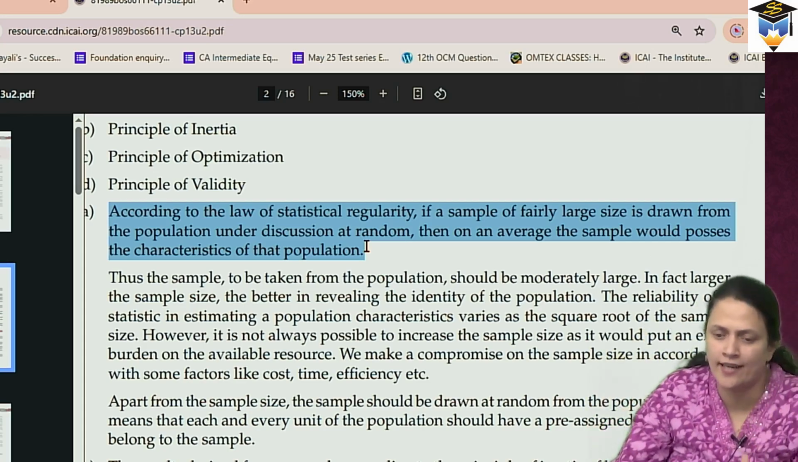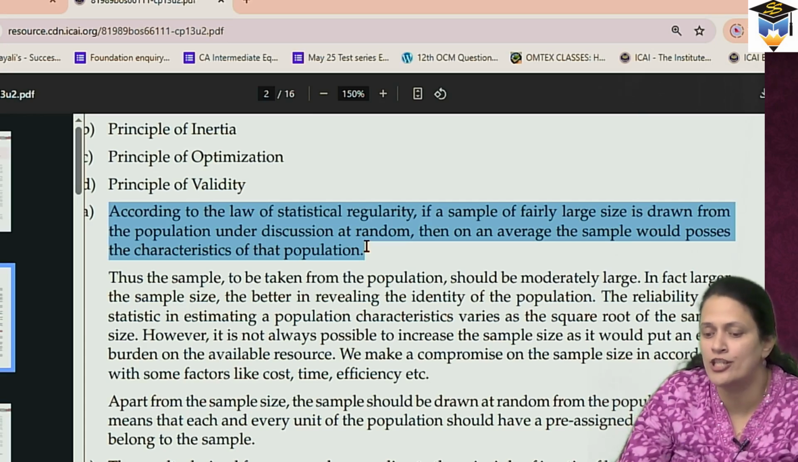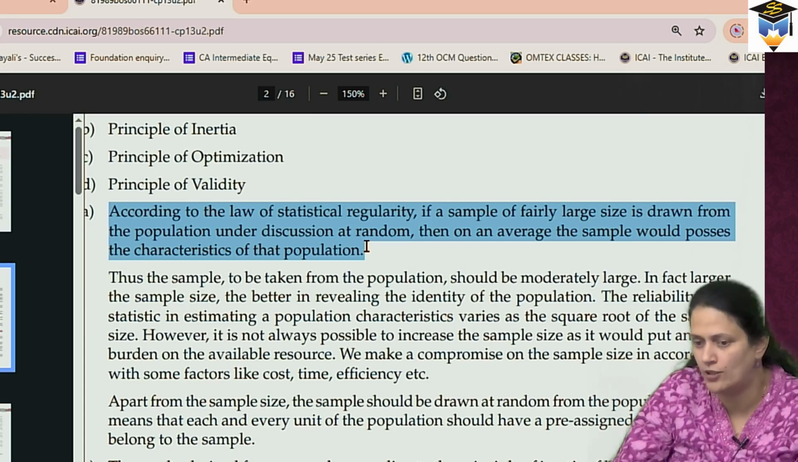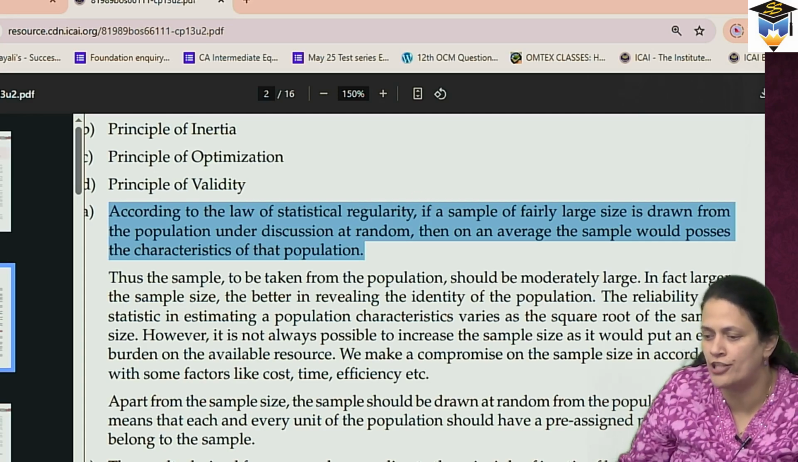Second, principle of inertia. Write down, second, principle of inertia.